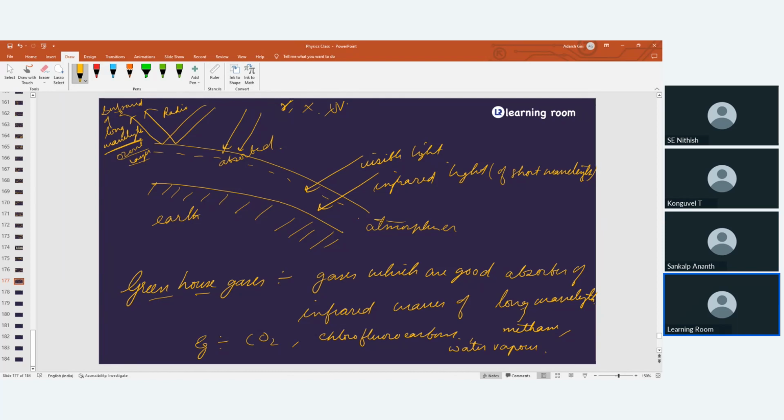So basically, in small amounts, these greenhouse gases are really important, like CO2 for photosynthesis, and basically to contain the temperature also. Otherwise, what will happen? If these greenhouse gases were not there, nobody would be there to absorb the radiations and to maintain the temperature of the Earth.